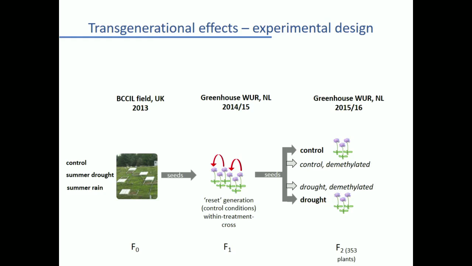We also demethylated half of the plants, so we basically experimentally removed many of those methyl groups. So we reduced the amount of epigenetic variation to test whether epigenetic variation could possibly be involved in this drought response.